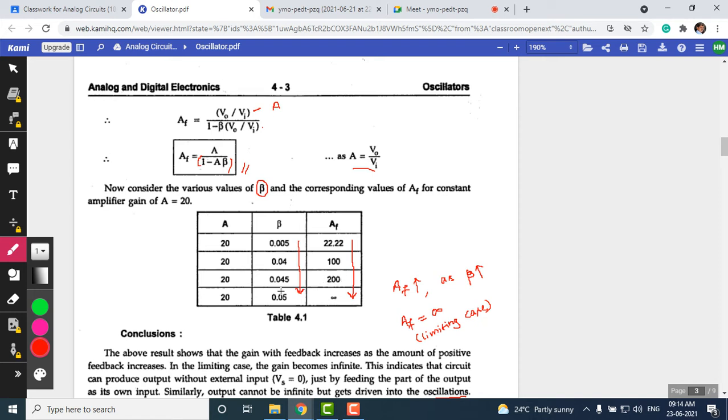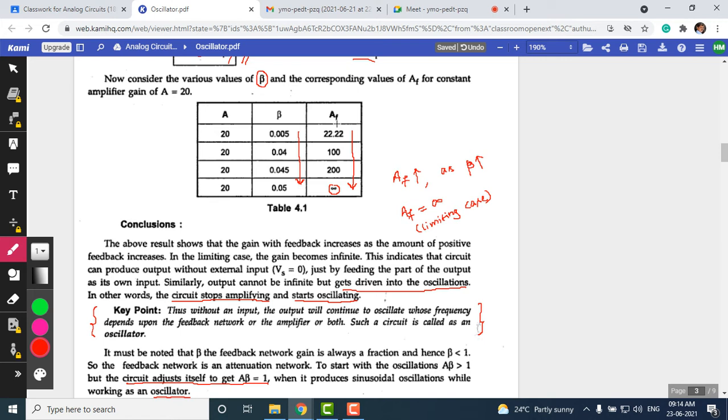Another interesting thing is when we make beta 0.05, which is exactly the reciprocal of A. Observe the value of Af: Af has now become infinity. What do we mean by that? The gain with feedback, Af, tends to infinity when beta becomes very large.